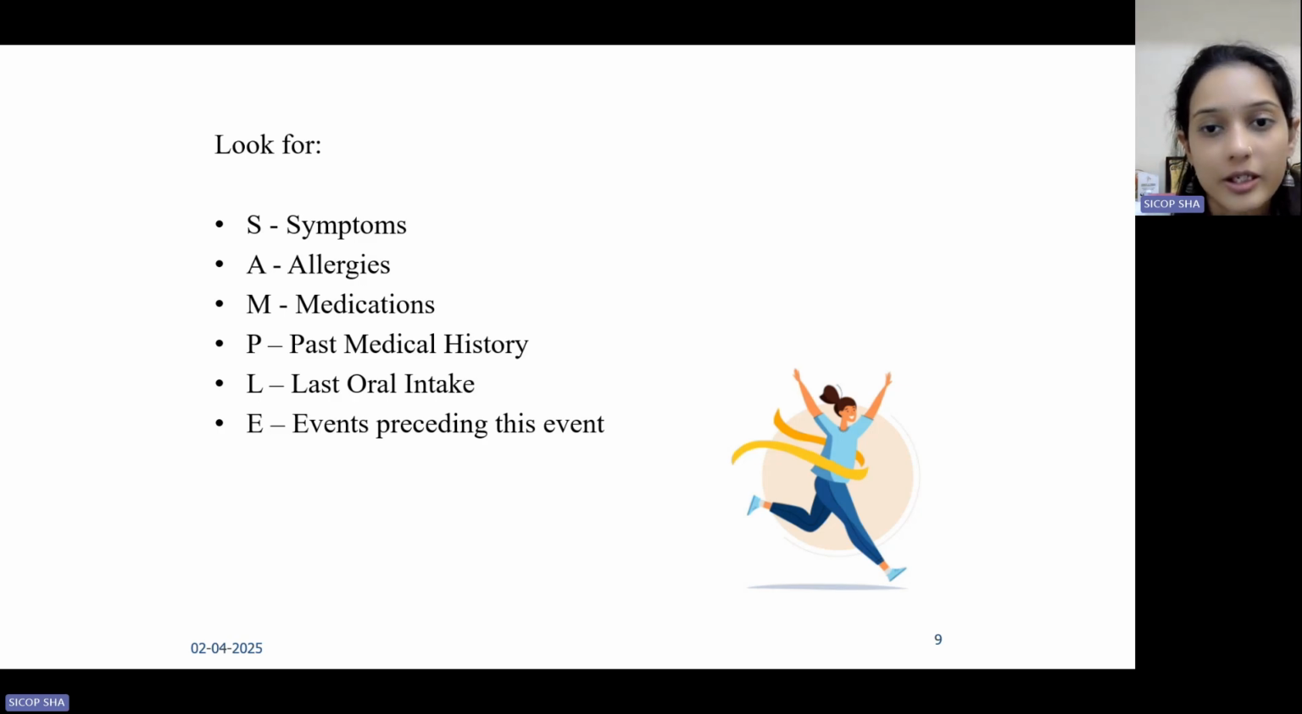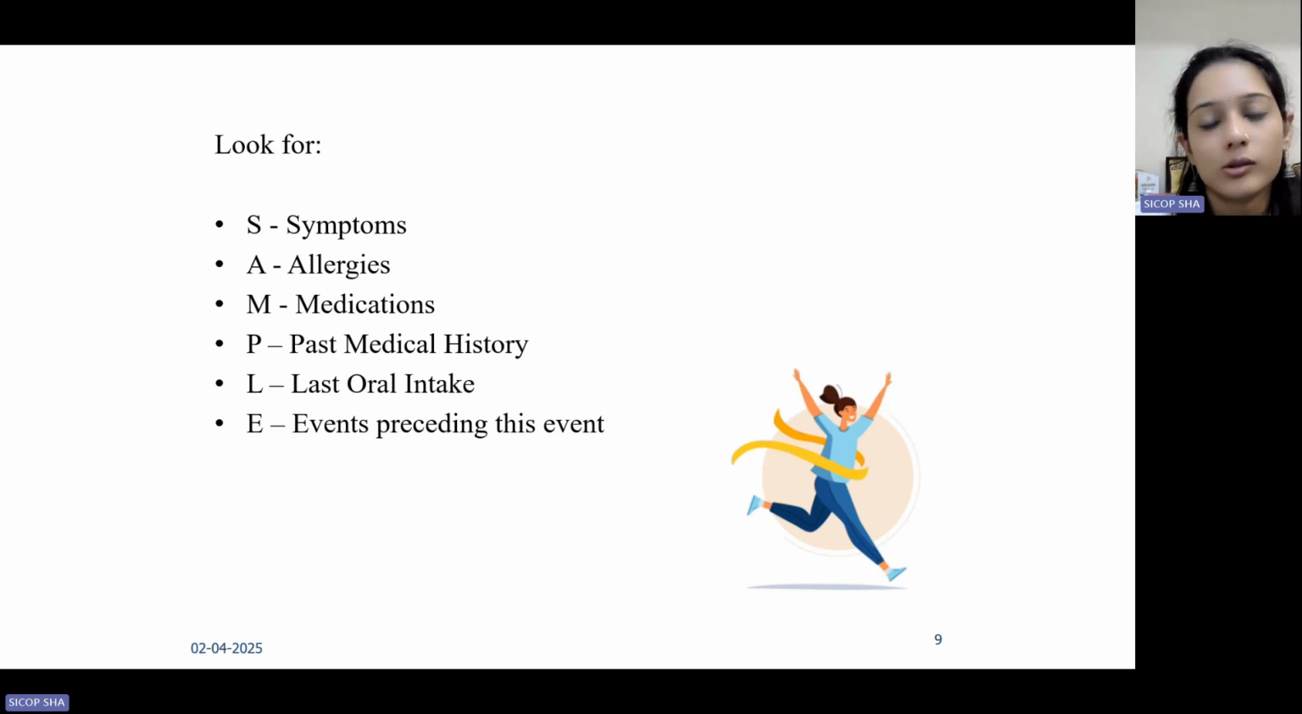Then ask about medication: prescribed medication, over-the-counter drugs, or supplements. Inquire if the participant has taken any medication related to pre-existing conditions, like insulin, inhaler, or anticoagulant. Questions are: are you currently taking any medications? Did you take any medication today before the race? Then P for past medical history.